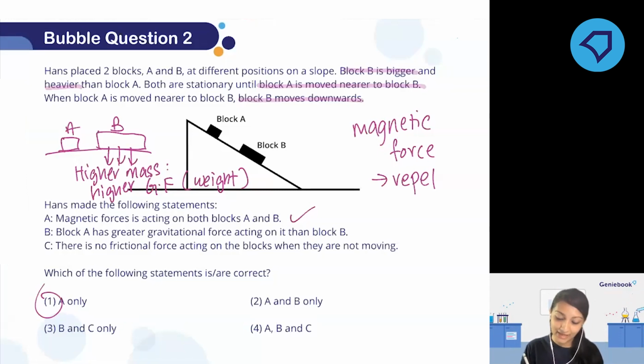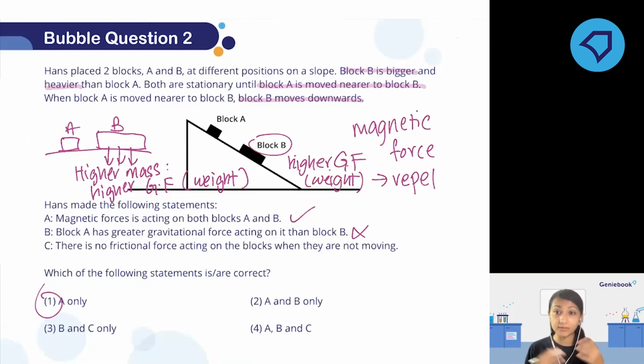So that's why B is not correct, because by right, due to the mass, block B should have a higher GF. If you're confused about this term, just remember that for objects, gravitational force is measured by their weight. The bigger the object, the heavier the object, the higher the weight. And the part about gravity being constant is not referring to the gravitational force. It is another term for part of the calculation for gravity, which you will learn again in secondary school. So don't worry about it.